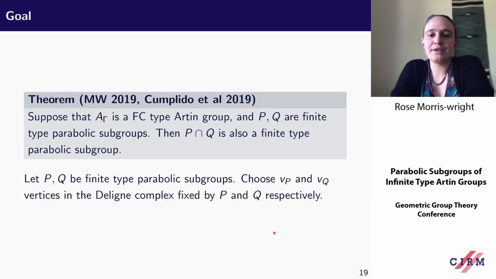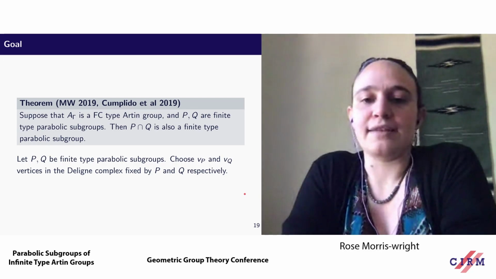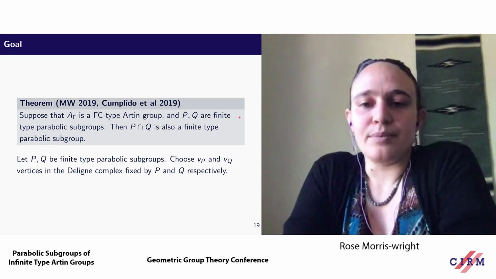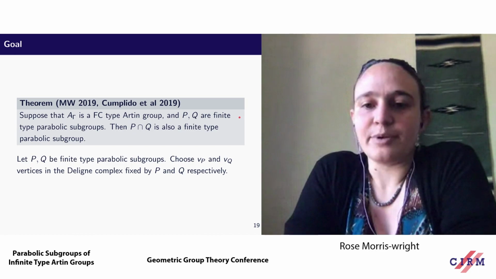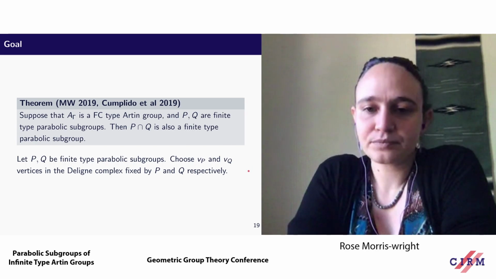And just to remind you, this is the goal of this proof that I'm trying to explain to you. Remember, we're given an FC type Artin group, so we're given a group that has a CAT(0) Deligne complex. And I'm given two parabolic subgroups, so those are going to be stabilizers of particular vertices in my complex. And I want to show that the intersection of these parabolic subgroups is also a parabolic subgroup.